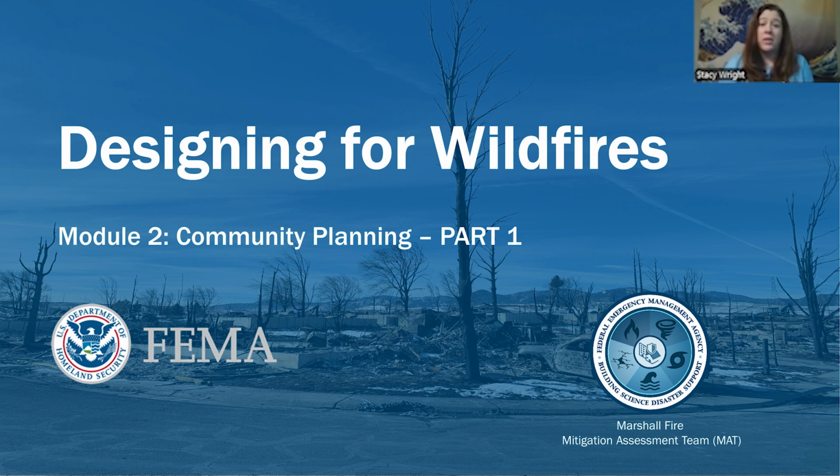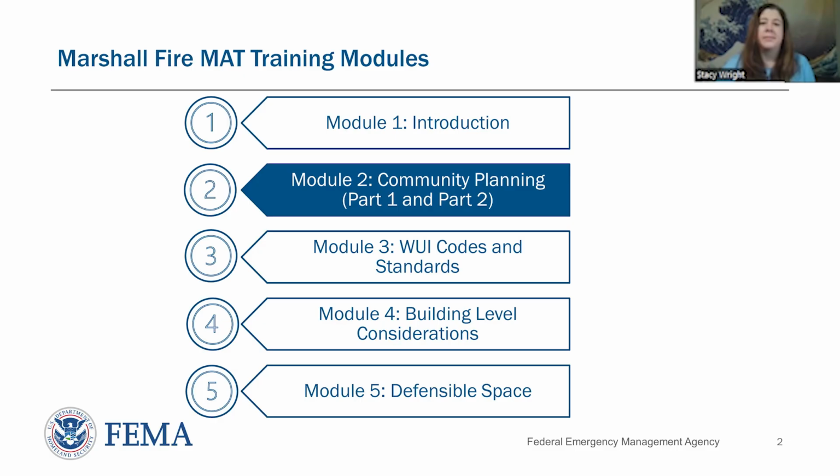This is part one of Module 2 by the Marshall Fire Mitigation Assessment Team, or MAT, and focuses on community planning. In this training series, the MAT hopes to expand knowledge of wildfire vulnerabilities in the built environment at different scales, from the community and neighborhood level to the subdivision and individual lot scales, and discuss resources and best practices. This training is part one of Module 2 in a series that includes 5 modules. Darlene Reaney and Amelia Pluto will guide you through this module. When you finish part 1, be sure to check out part 2 as well.